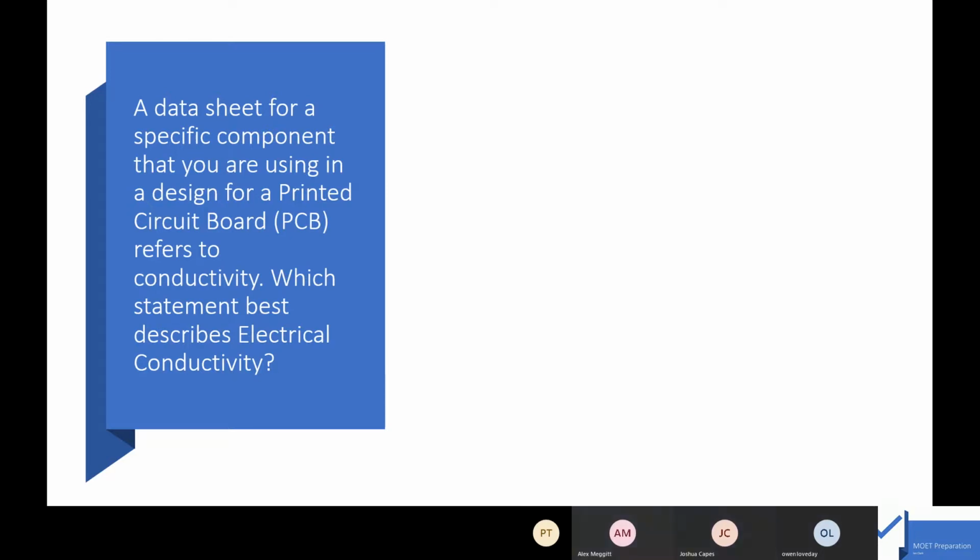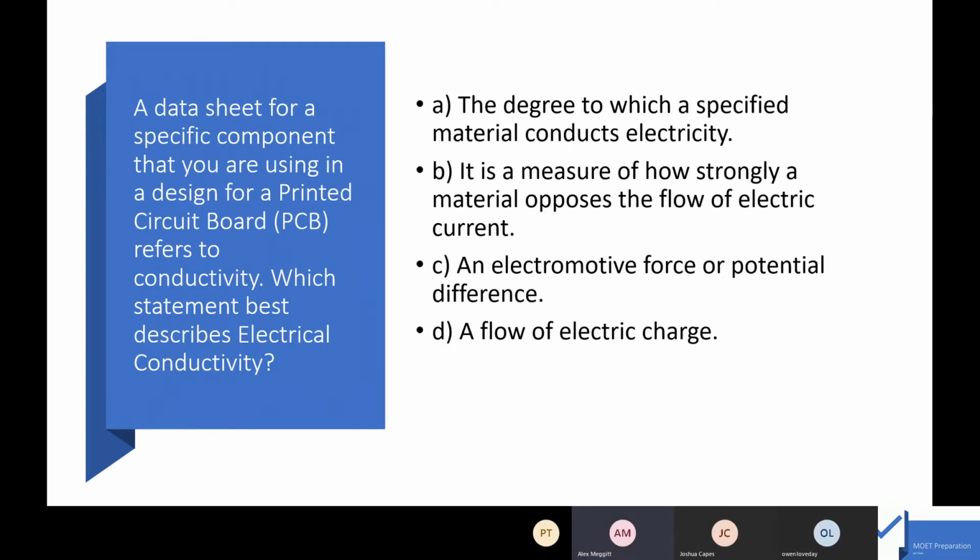A data sheet for specific components that you are using in a design for a printed circuit board refers to conductivity. Which statement best describes electrical conductivity? Anybody want to take a crack at that before I show you the options? I reckon Owen will have a better idea at this than me. What do you reckon, Owen? Do you want me to give you some options? It's something to do with the amount of current that a certain material can carry.